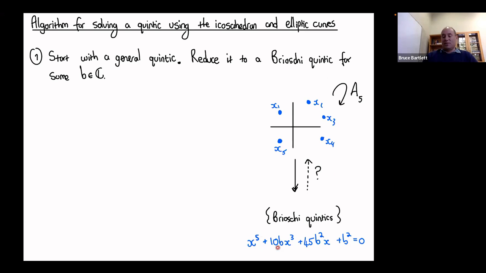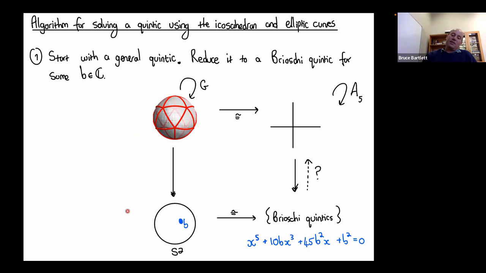So what we'd like to do is, given this quintic, find its roots. But that's hard. We don't know how to do that yet. The good news is that this covering space was isomorphic, as we saw, to the covering space of the icosahedron, mapping down to the quotient space. So that Brioschi quintic is going to correspond to this point b in S2. Now I'd like to lift it up here. If I could lift it up here, then I'd be done. Lifting it up here means solving that equation of order 60.